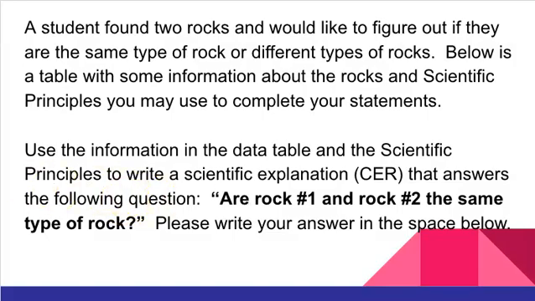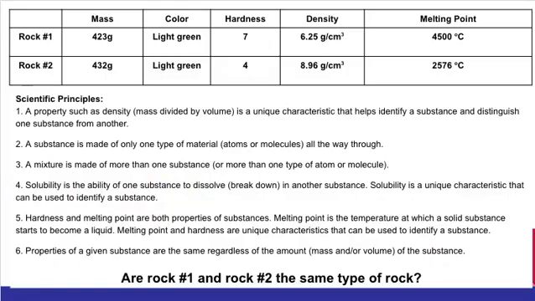So once you have the question, now you have to look at your data. Are rock number 1 and rock number 2 the same type of rock? If you look through, you've got mass, color, hardness, density, and melting point. The mass is the same, which is pretty impressive if you have two different rocks and they're the exact same mass. They're both colored light green, but let's look at hardness. Hardness is a 7 for rock 1, and rock 2 is a 4. The densities are different as well, and the melting points are different. So does that mean they're a different rock?